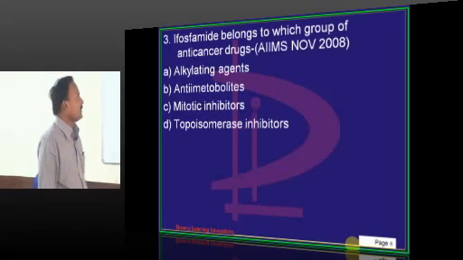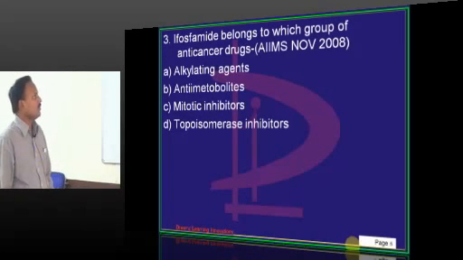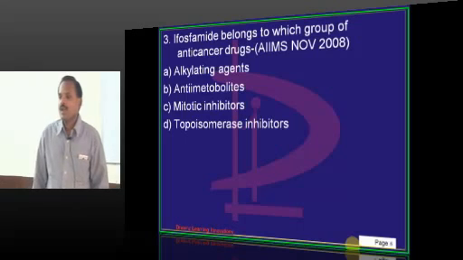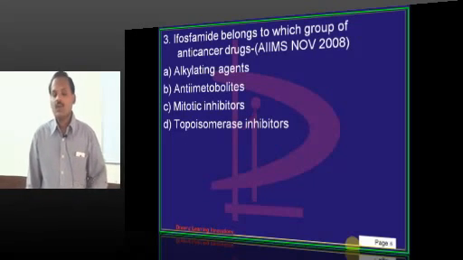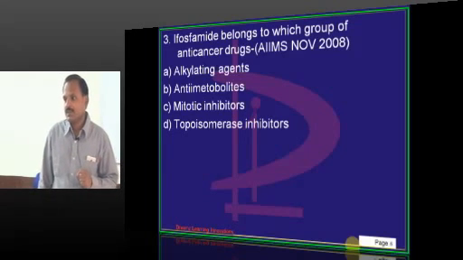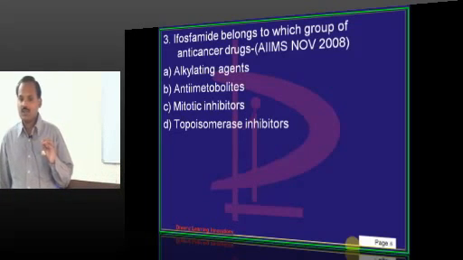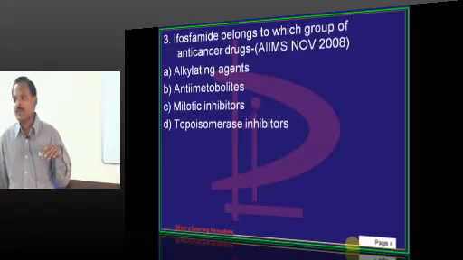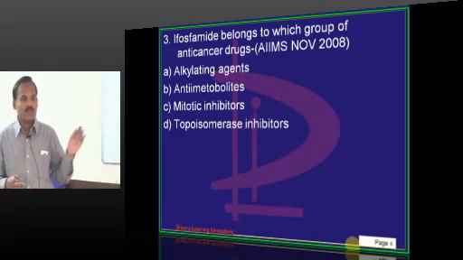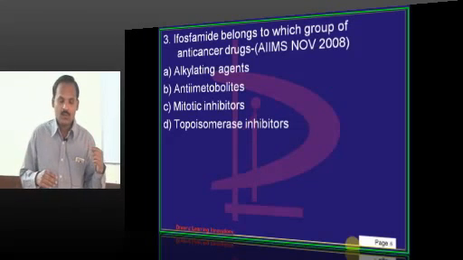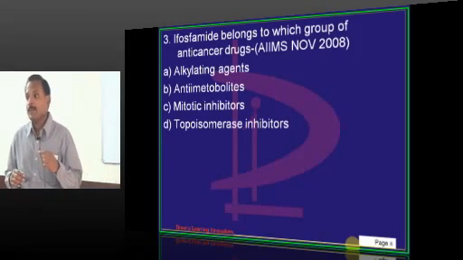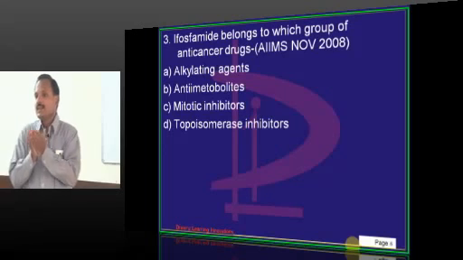Now, if we see this drug, ifosfamide belongs to which group of anti-cancer drugs? Ifosfamide is an alkylating agent. And what do we mean by an alkylating agent? An alkylating agent is a substance which donates the alkyl group. Now, who picks up the alkyl group? Ifosfamide is ready to give the alkyl group, but who will pick it up? That alkyl group is actually picked up by nucleotides in the DNA.